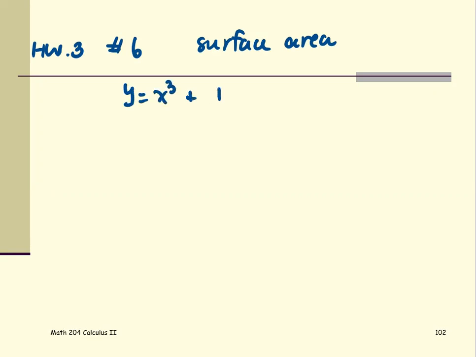Homework 3, number 6. Okay, number 6. This is about finding the surface area. For number 6, the function y equals x to the third plus 1 over 12x, and x between 1 and 2, about the x-axis.